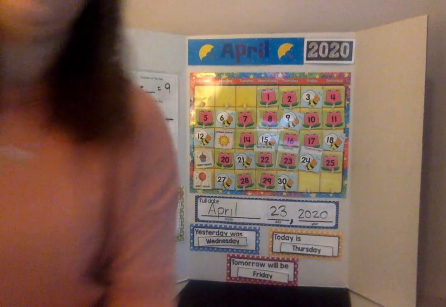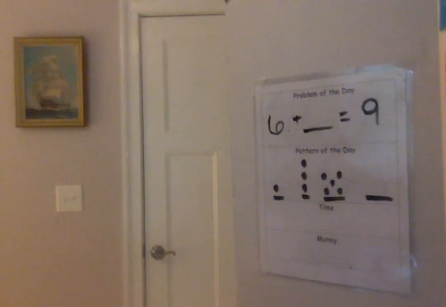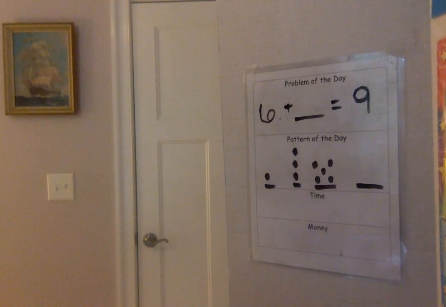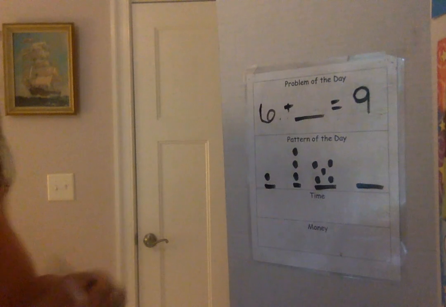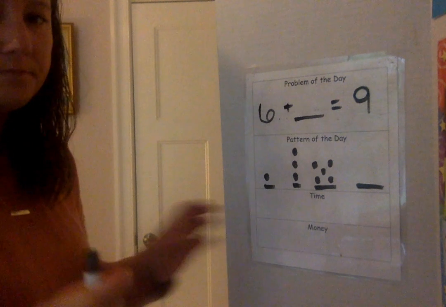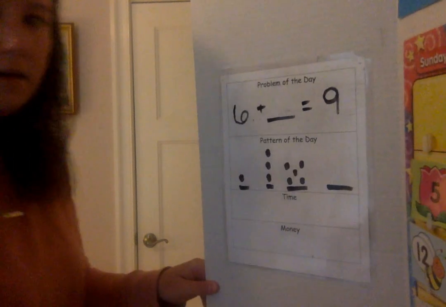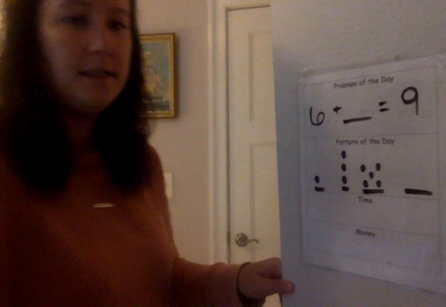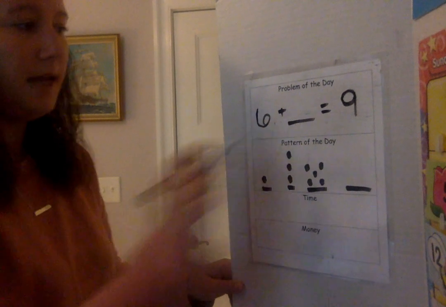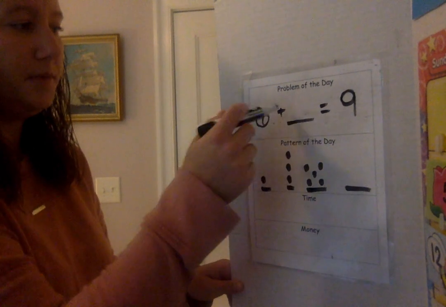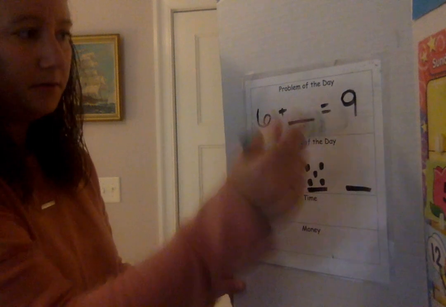Now that we're done looking at our calendar, I can move this a little bit closer. So it's just a bit easier to see the problem of the day. Okay, so here we have our problem of the day. Today, the problem is 6 plus blank equals 9. So 6 plus what equals 9?